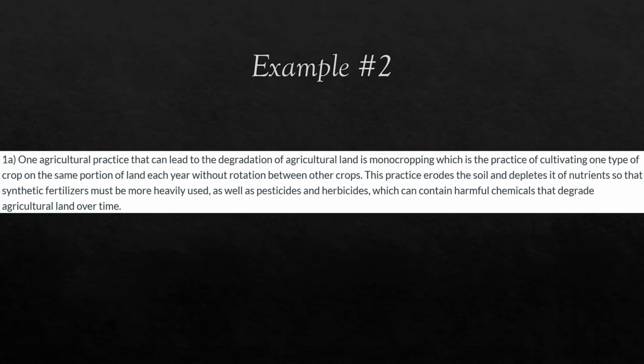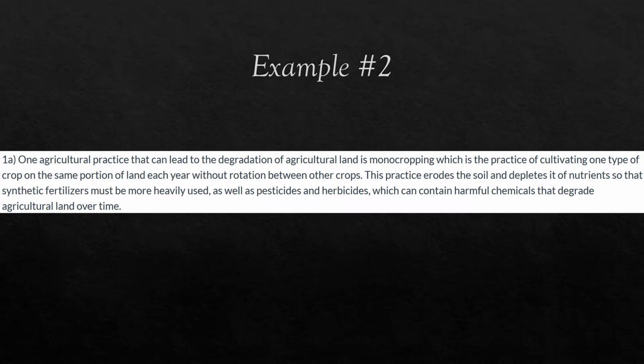Example number 2. One agricultural practice that can lead to the degradation of agricultural land is monocropping, which is the practice of cultivating one type of crop on the same portion of land each year without rotation between other crops. This practice erodes the soil and depletes it of nutrients so that synthetic fertilizers must be more heavily used, as well as pesticides and herbicides, which can contain harmful chemicals that degrade agricultural land over time.